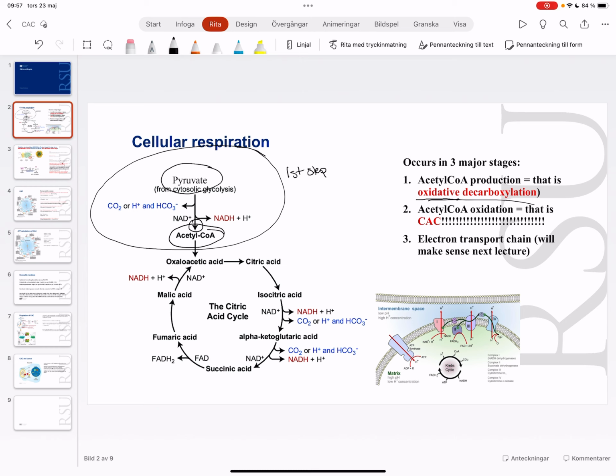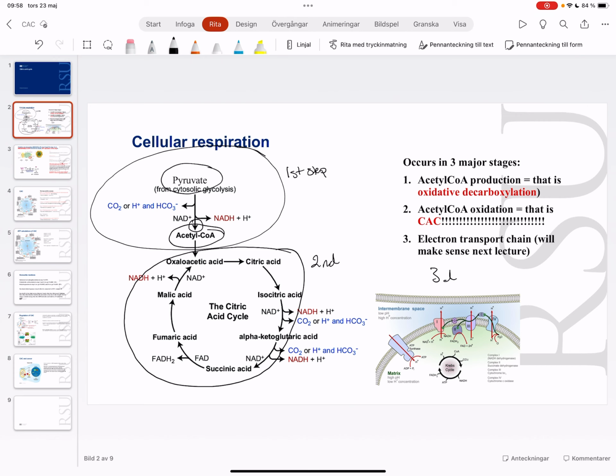The second step of cellular respiration is the citric acid cycle. That will be the second step. As it was written in our professor's slides, it was like acetyl coenzyme A oxidation means citric acid cycle. Okay. And then the third step of cellular respiration is the electron transport chain.